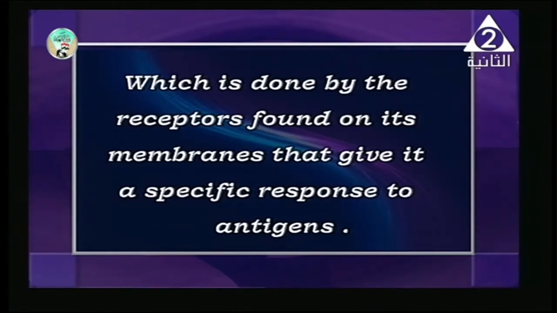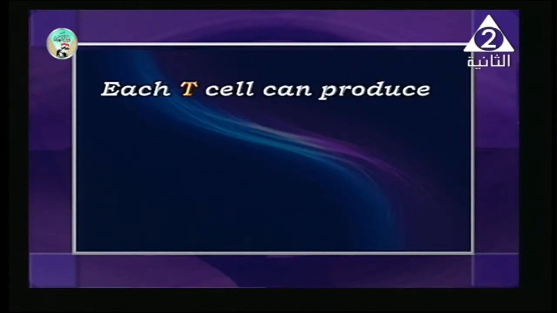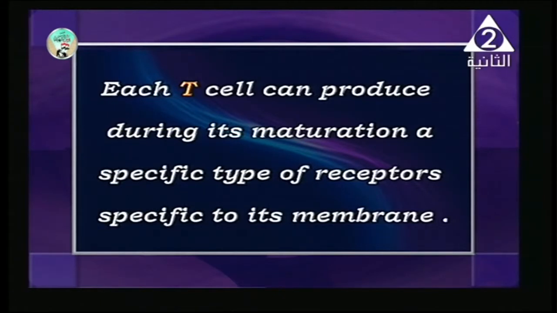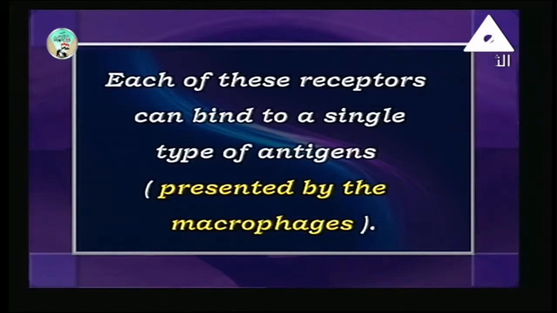Each T cell, during its maturation, as it grows more and more, produces a specific type of receptor on its membrane. Each of these receptors can bind to a single type of antigen, just a single type of antigen, that is presented by the macrophages.